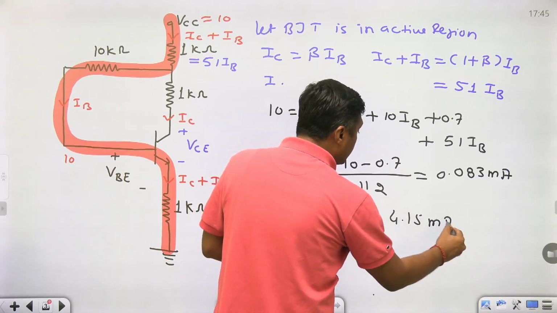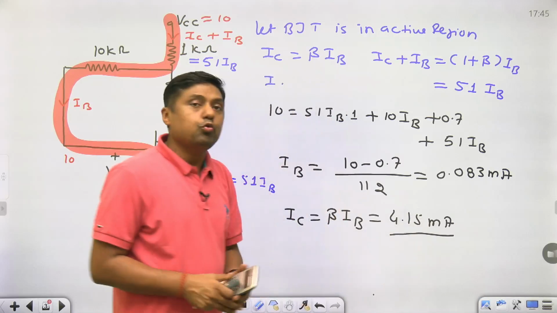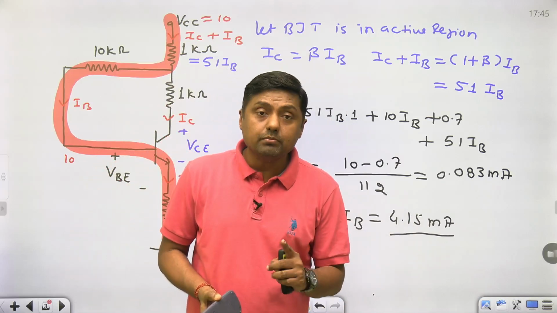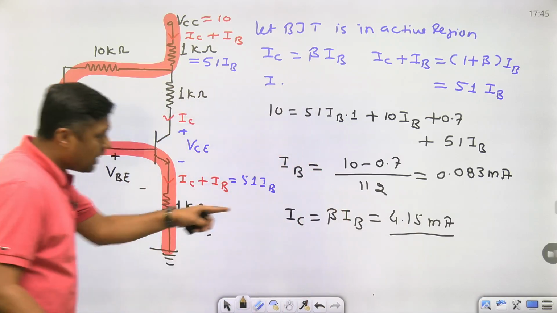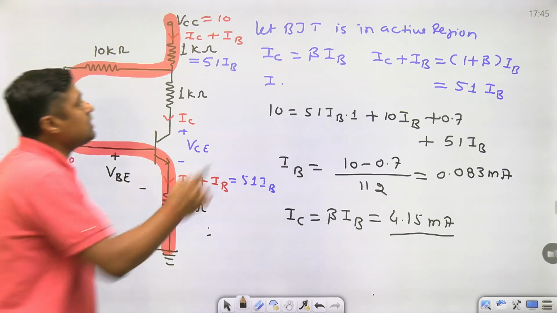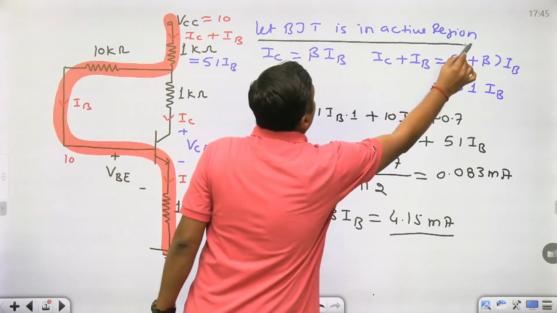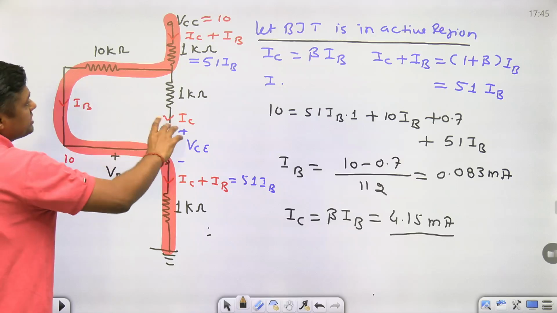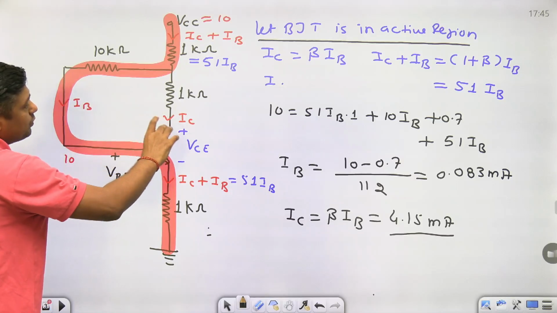4.15 milliampere. Now you can give this value. 4.15 milliampere is the answer for this question, guys. But remember, before giving the answer, you have to check whether this transistor is in active region because it is our assumption. Now, just to check, you have to find VCE.